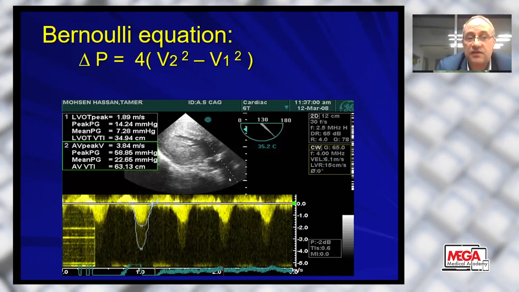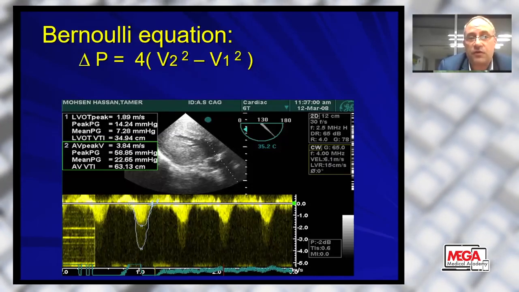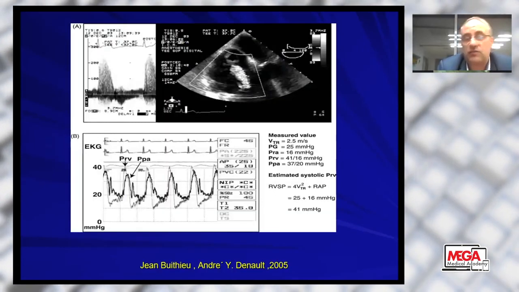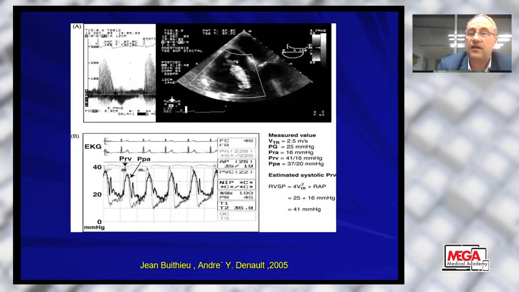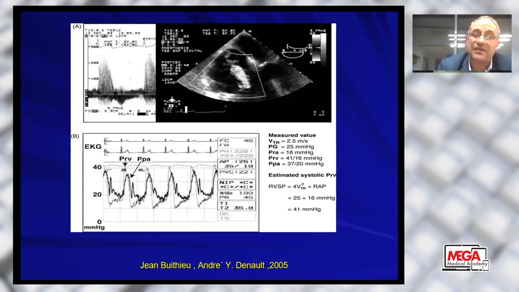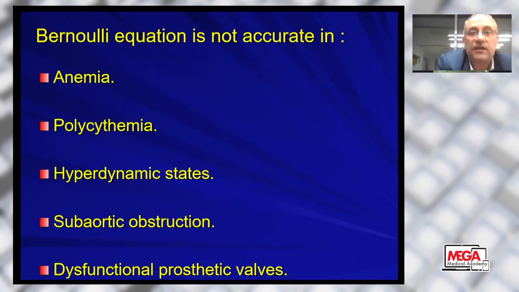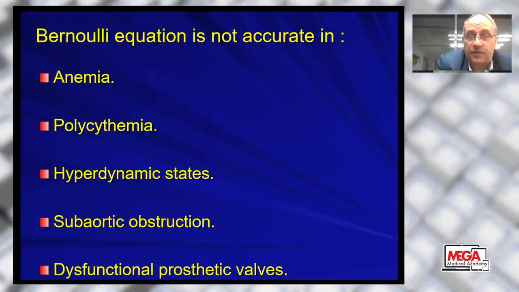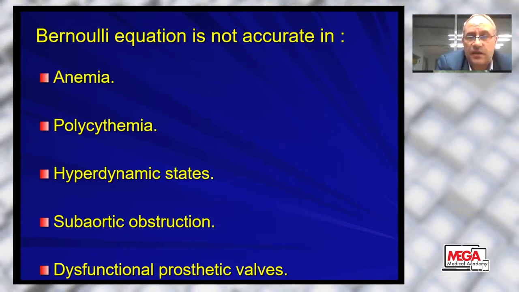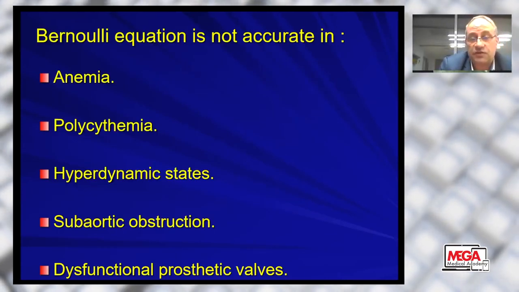In this situation, we get it across the aortic valve by delta pressure equals 4 velocity to the power of 2. The same can apply to the tricuspid valve. I have a tricuspid regurgitation, applying continuous wave Doppler across it. I can get peak velocity and mean velocity. By applying the Bernoulli equation, I can have peak gradient and mean gradient across the tricuspid valve. However, this Bernoulli equation is not accurate in anemia, which is common after cardiac bypass, polycythemia due to hyperviscosity, hyperdynamic heart conditions, septic patients, subaortic obstruction, and dysfunctional prosthetic valves.